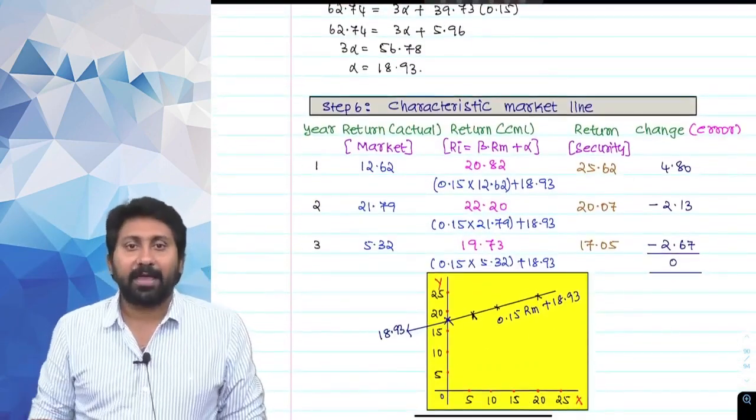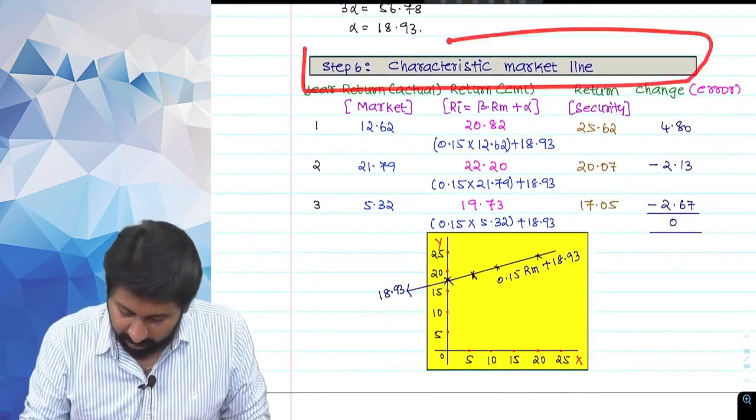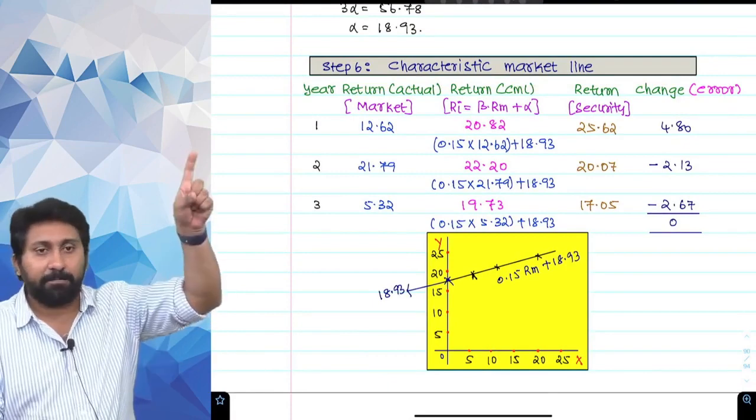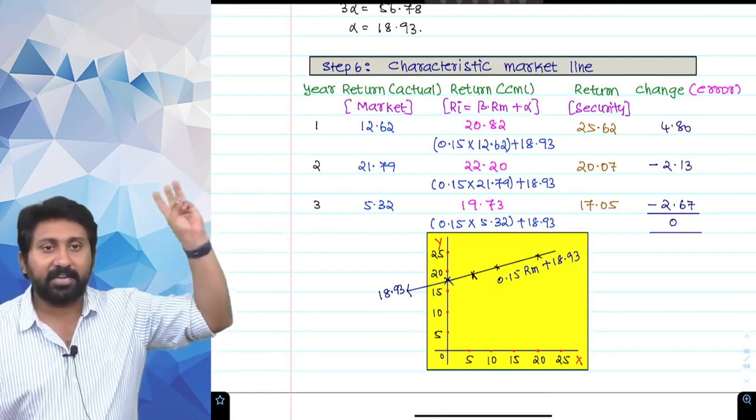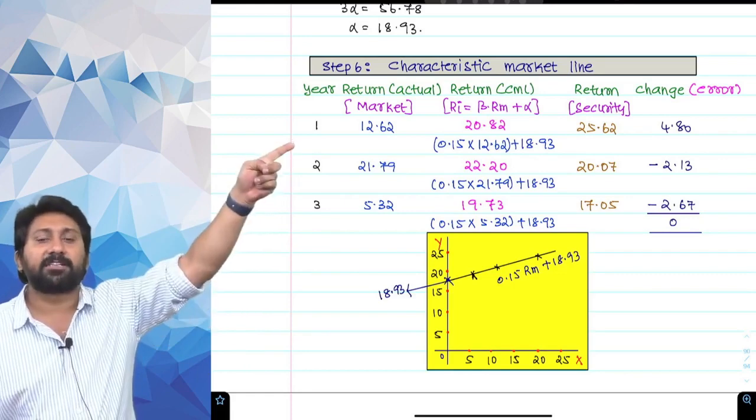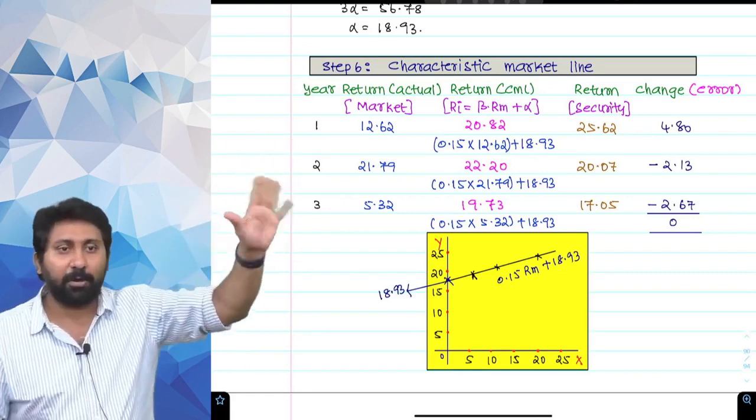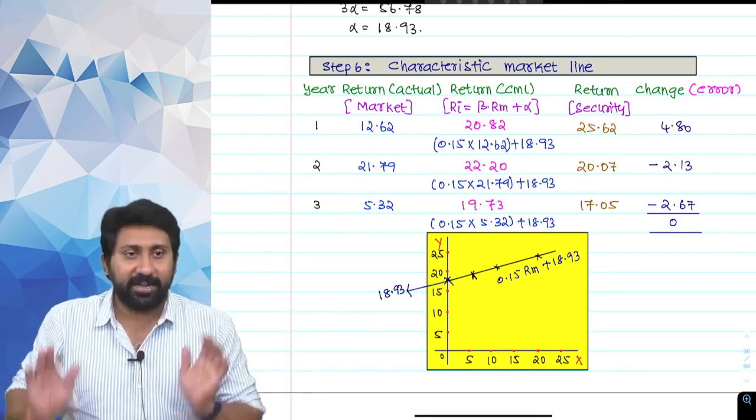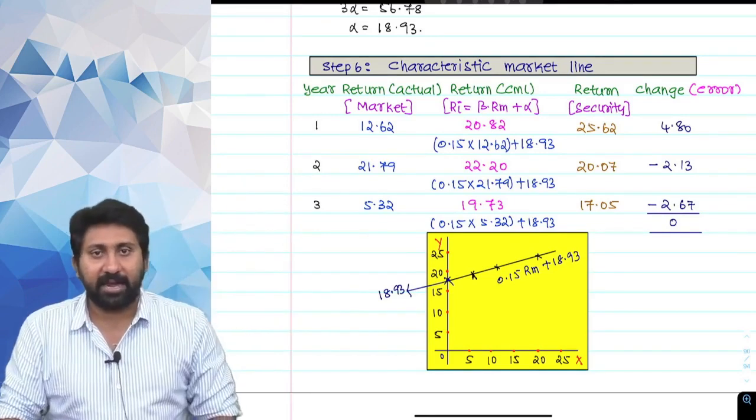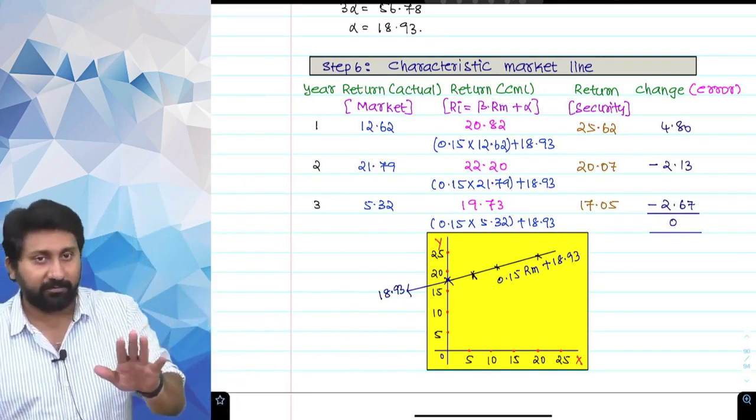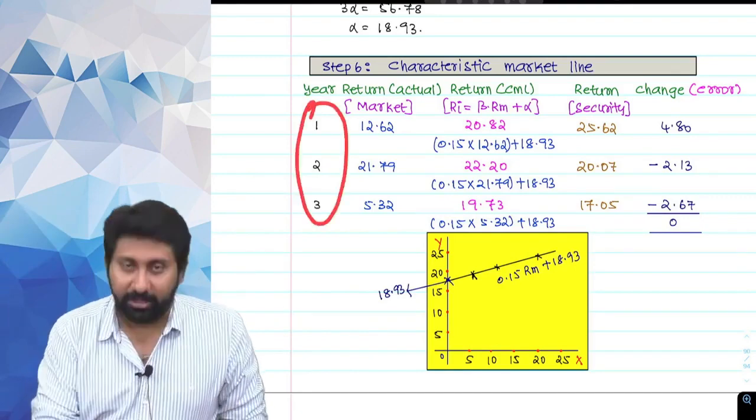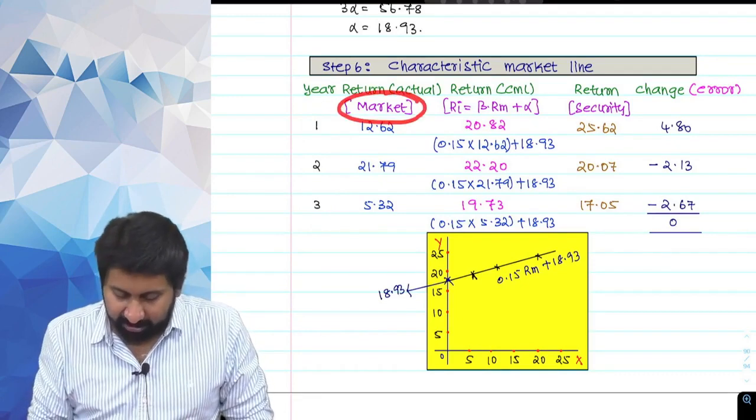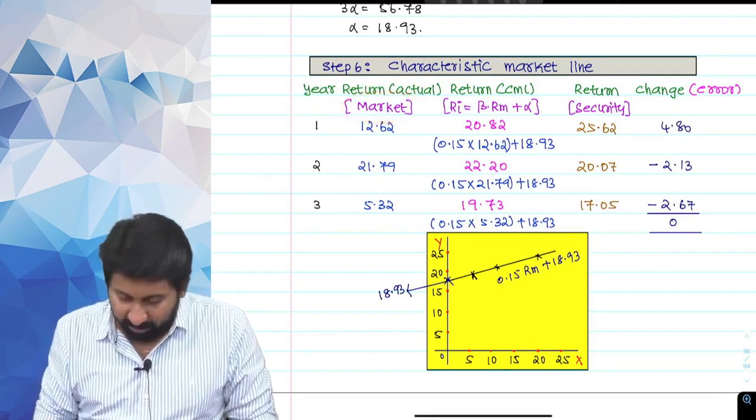Next one, characteristic market line. Sir, what is this? This is the next step you need to do in exam. Sorry, first step security return, second step market return, third step beta, fourth step should be characteristic market line in exam. Okay, leave about the problem I am discussing now. This is an exam question. 4-5 steps is for our understanding in the class, but in exam, the fourth step will be characteristic market line. Very, very important. Listen carefully. Year 1, 2, 3. Return. Market has actually given a return of 12.62, 21.79, 5.32.